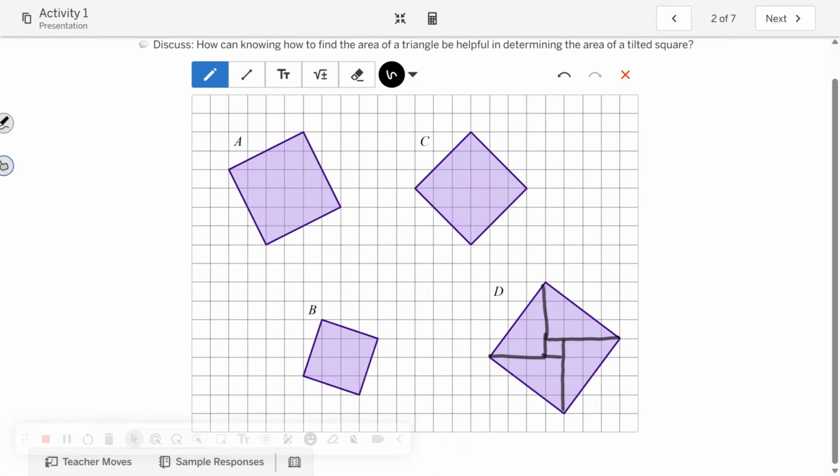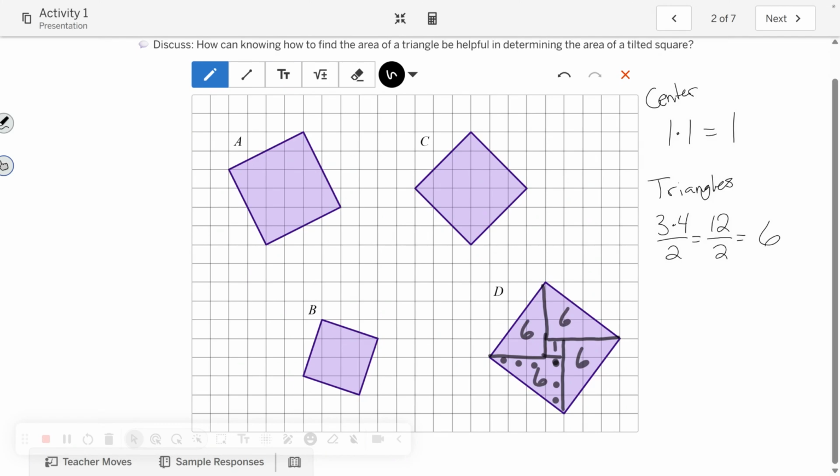Let's start with the center. It is a 1 by 1. Let me label this as the center. And 1 times 1 is just 1. And then we're going to do the triangles. So this triangle is 1, 2, 3 by 1, 2, 3, 4. So 3 times 4 divided by 2. 3 times 4 is 12, divided by 2. And 12 divided by 2 is 6. So each of these triangles is 6. And then, of course, our center is 1.